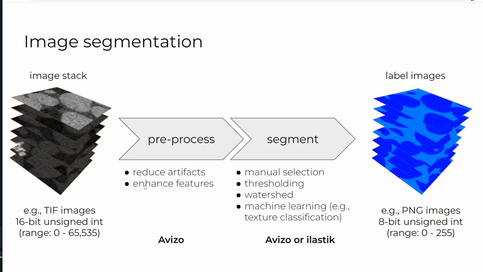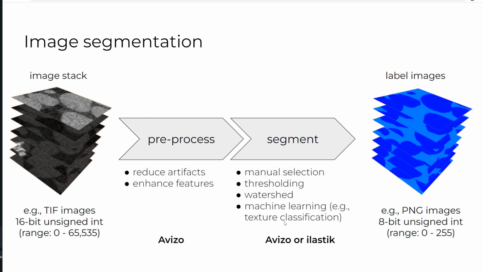In addition, I will also discuss some pre-processing options in Avizo. Pre-processing is applied to the input image stack in order to reduce artifacts, such as noise, or enhance features, such as edges, in order to help improve the results of some segmentation algorithms. Later on, I will show you some examples of how to use pre-processing to improve segmentation.